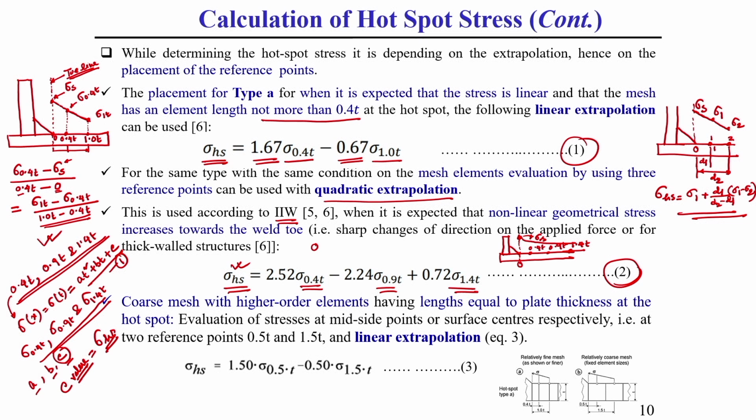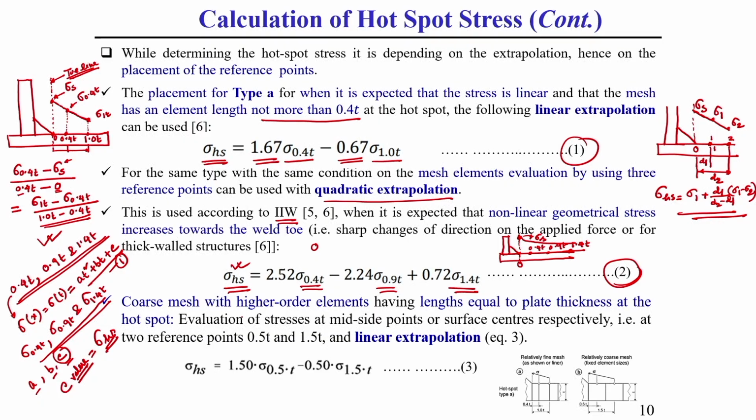Then generally we can use coarse mesh also. Once we use coarse mesh, there we need to consider a higher order element. Higher order element means that the element should have more number of nodes. So the shape function should not be linear. It should be a polynomial or higher order shape function that we need to use. I am not going into more details about those FEM concepts. Just keep in mind, for coarse mesh we need to consider higher order elements.